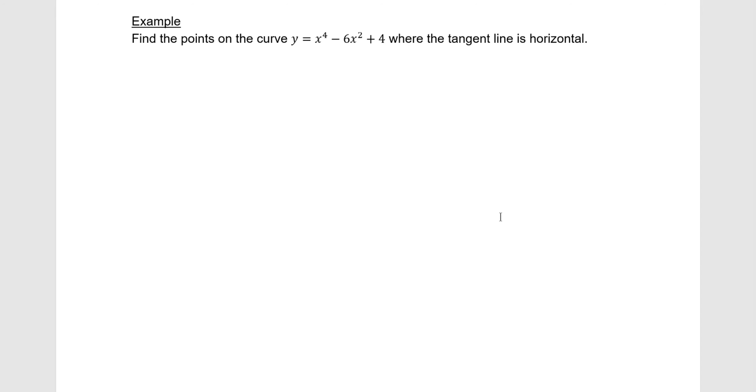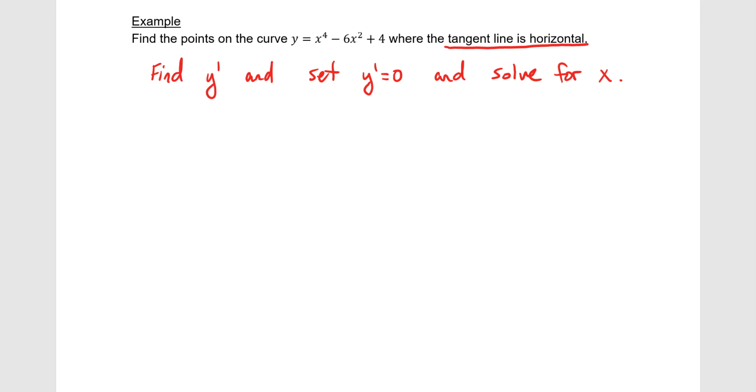Okay, in the next example, we want to find the points on the curve, y equals x to the 4th minus 6x squared plus 4, where the tangent line is horizontal. So tangent line being horizontal, obviously that's going to be a line that's like this, horizontal line. So we have to think, what kind of slope does this line have? Horizontal lines have a slope of 0. So that means we have to find the derivative and then set the derivative equal to 0 and solve it for x. So let's go ahead and find the derivative.